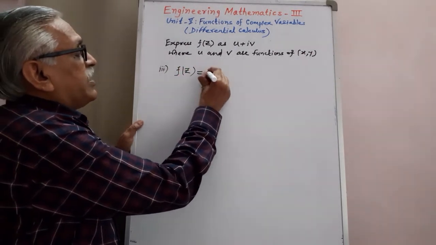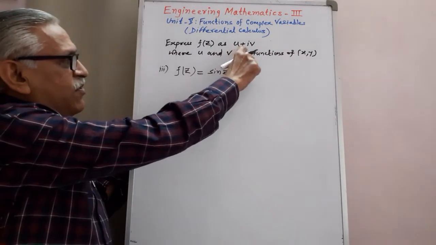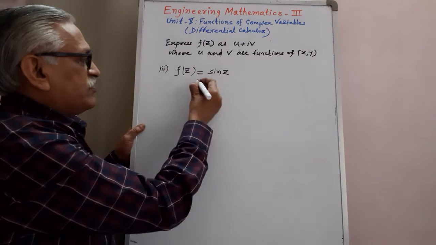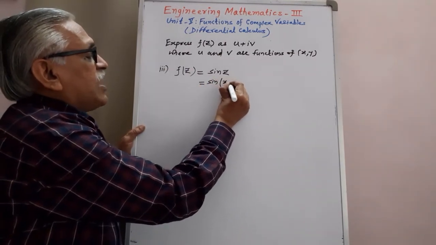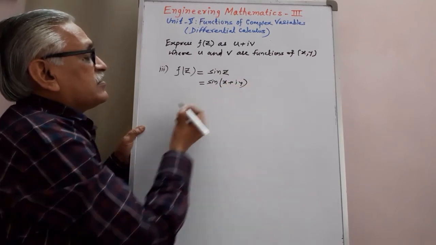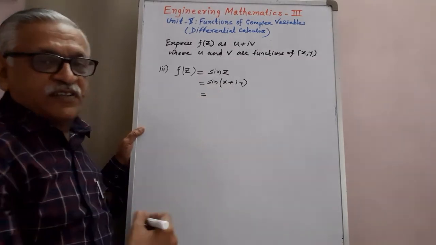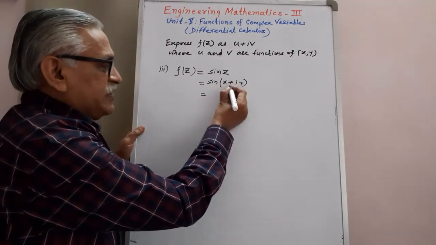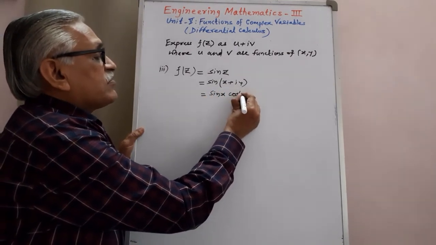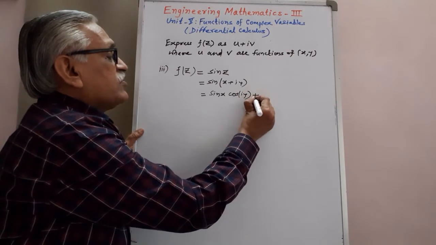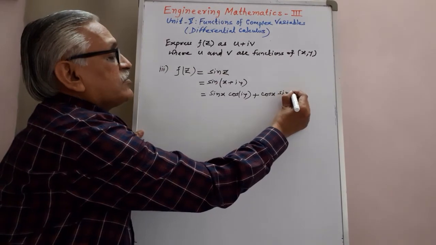f of z is equal to sin z. Express it in the form of u plus iv, a complex number. Therefore, substituting z as x plus iy, it is in the form of sin(a plus b). Expanding it by the formula of sin(A plus B): sin(A plus B) is sin A cos B plus cos A sin B.